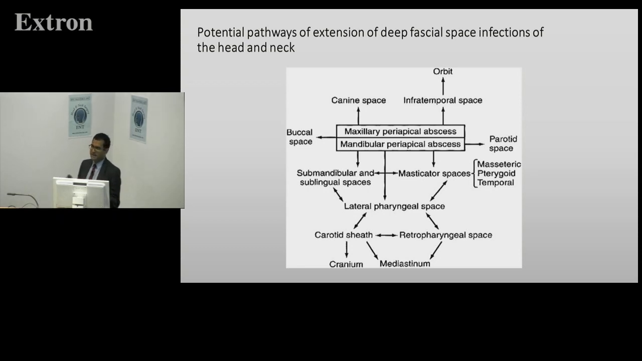Now, the thing about neck spaces is to think of them as potential spaces, but not walled-off spaces. These can communicate with each other. So think of an infection related to an infected tooth, which can affect the submandibular space. That infection can then get into the masticator space, the parapharyngeal space, carotid sheath, retropharyngeal space, and obviously, that's within the neck, and it can go upwards into the cranium and down into the chest. So think of the spaces as communicating with each other, so an infection in one space can lead to problems elsewhere.